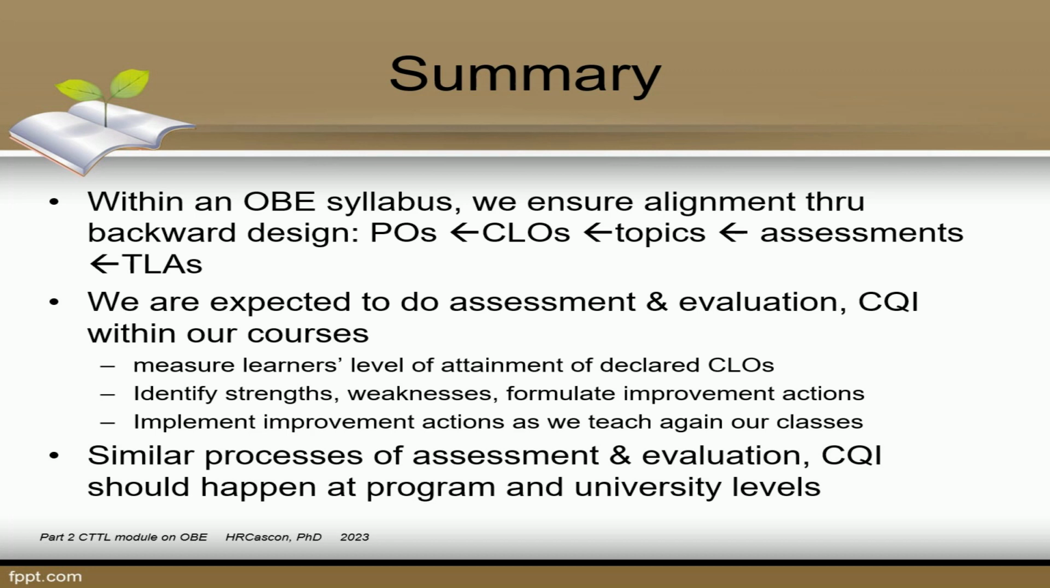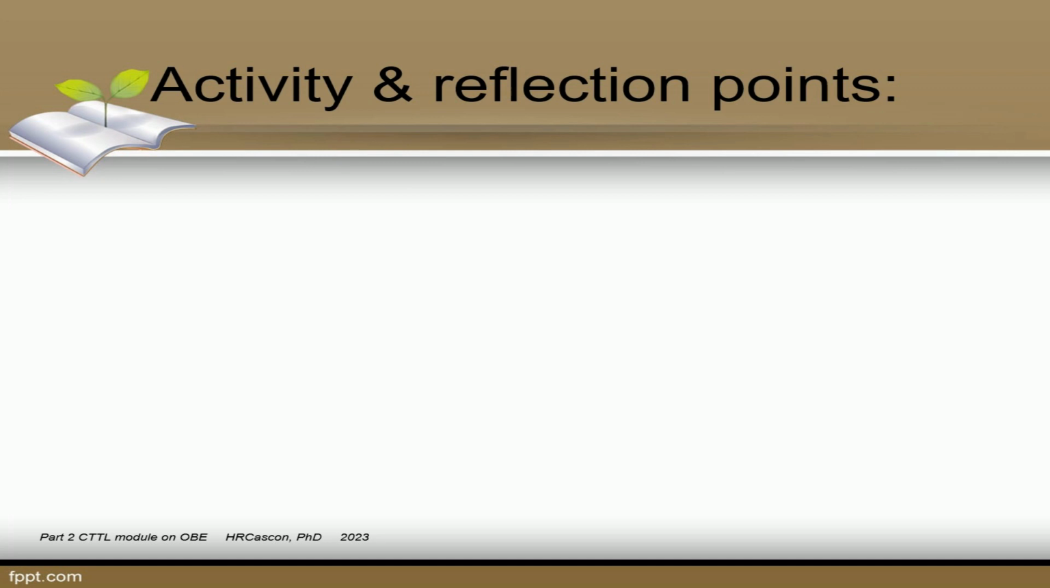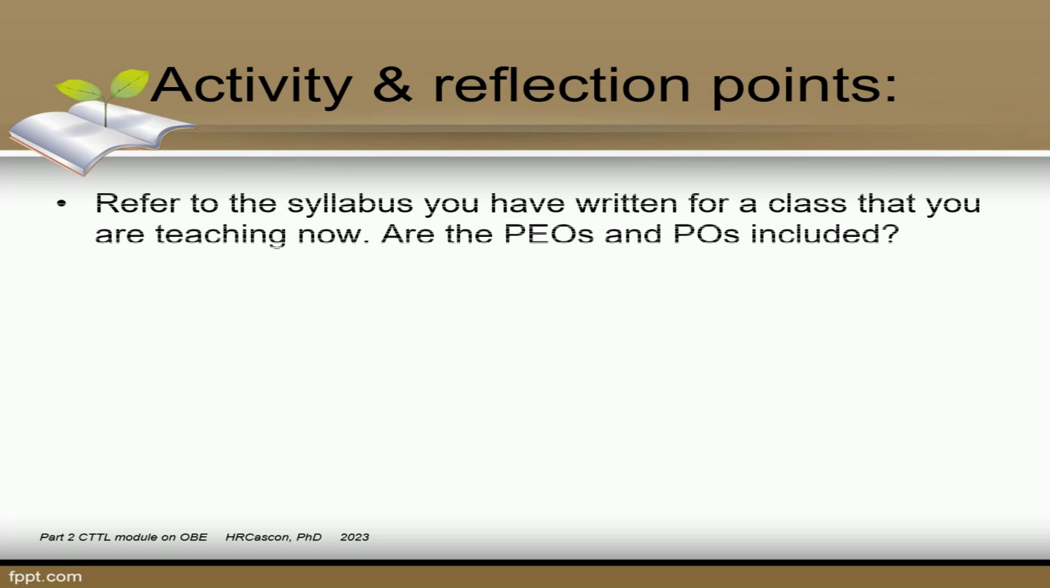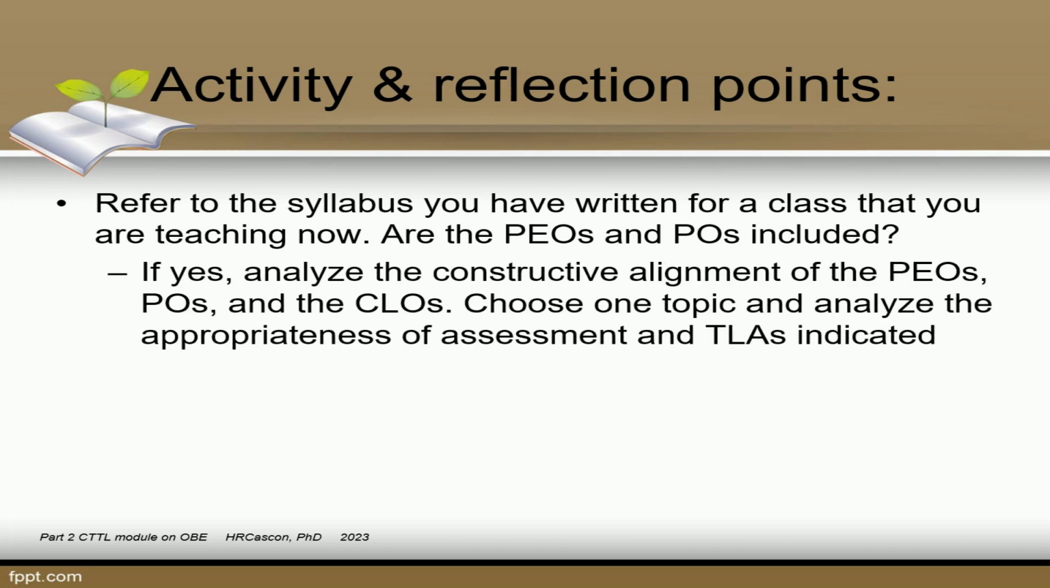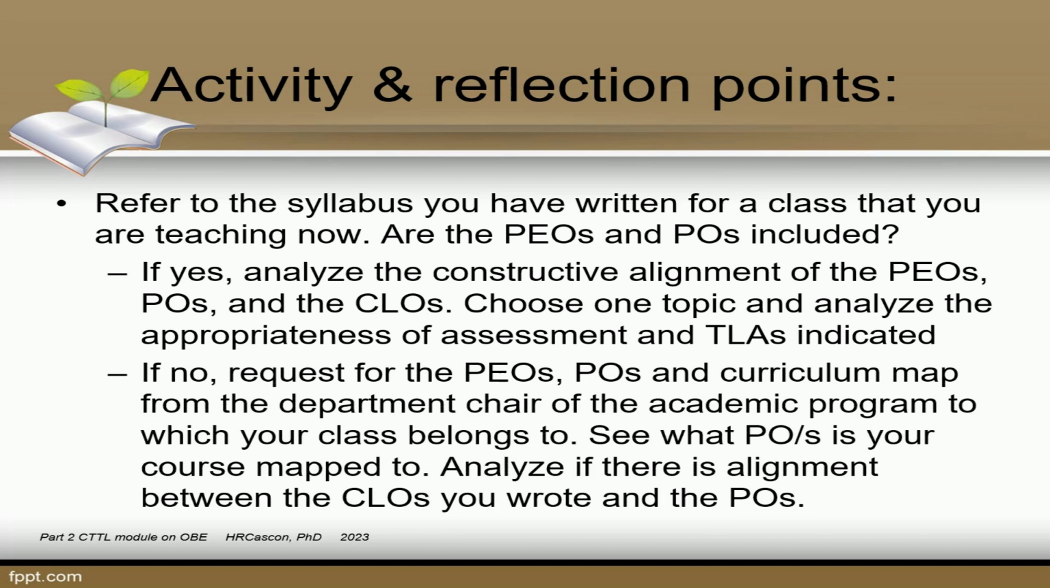As a reflection activity for this module installment, kindly refer to the syllabus you have written for a class that you are teaching now. Are the PEOs and POs included? If yes, analyze the constructive alignment of the PEOs, POs, and the CLOs. Choose one topic and analyze the appropriateness of the assessment and teaching-learning activity indicated. If no, request the PEOs, POs, and curriculum map from the department chair of the academic program to which your class belongs. See what POs your course is mapped to. Analyze if there is alignment between the CLOs that you wrote and the POs.